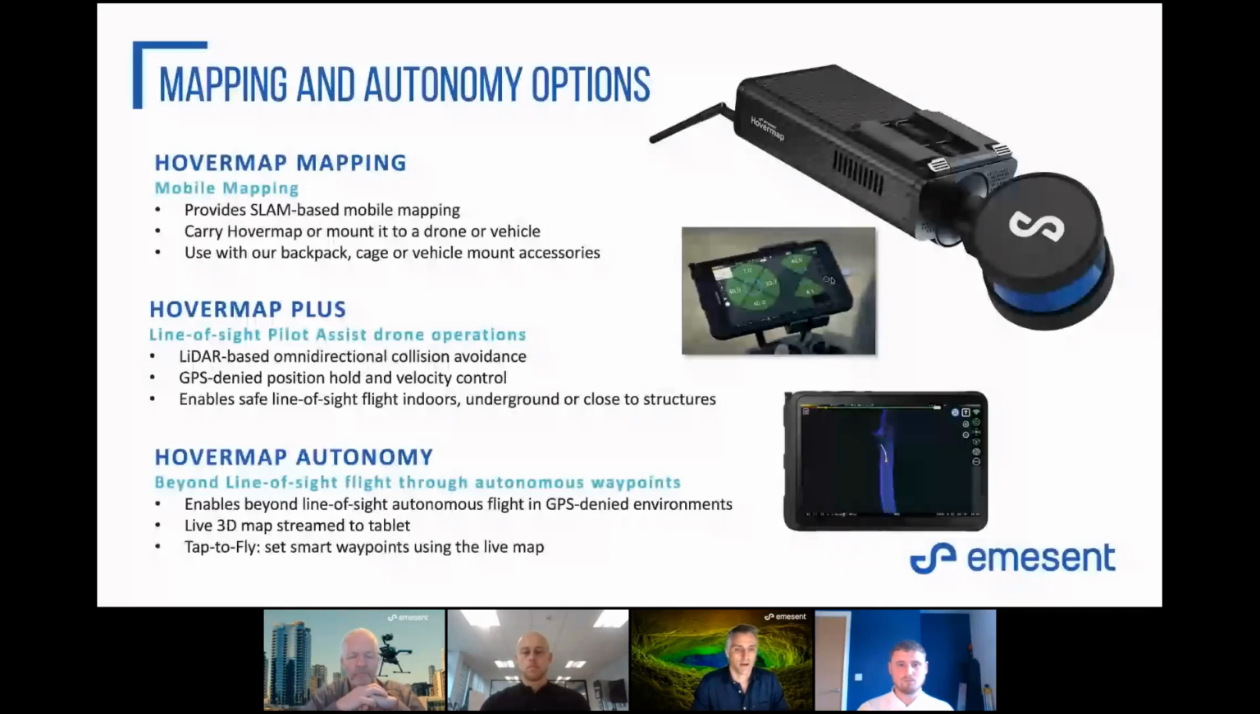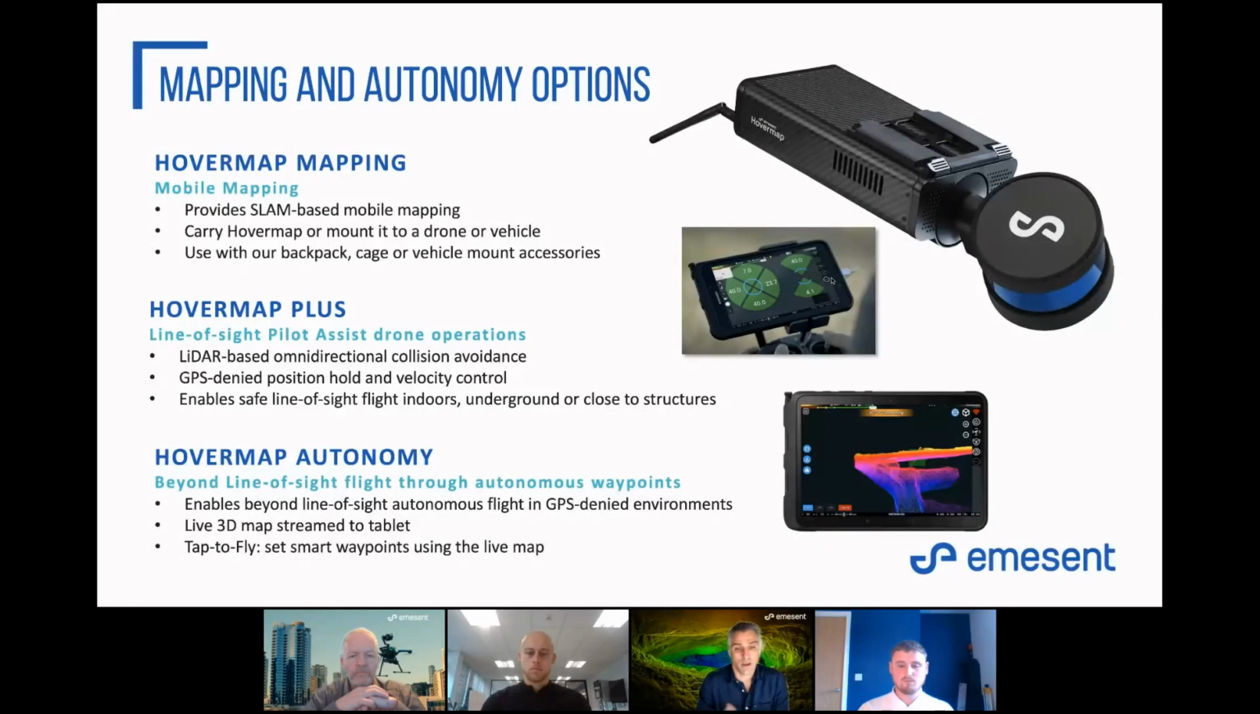Then we have our line of sight mapping and autonomy capability. So in this mode, a human is flying the drone with typical RC joysticks, controlling the drone, but Hovermap's providing pilot assistance. So it's forming a virtual bubble around the drone to do collision avoidance, and it will prevent the operator from getting the drone too close to anything. And it also provides GPS denied flight stability. So if you're familiar with flying DJI drones, for example, it's like having DJI P mode or position mode hold, even when you lose GPS.